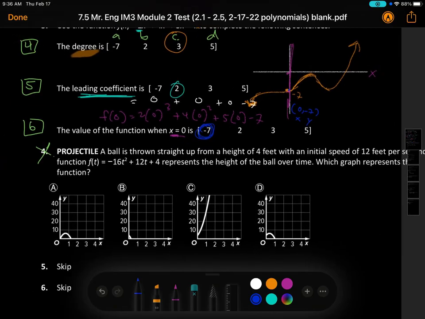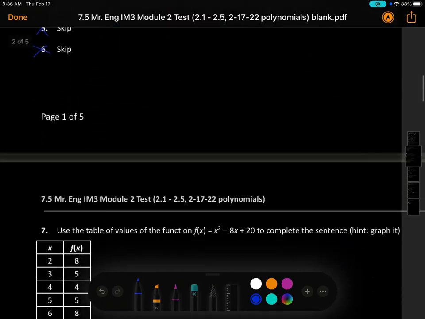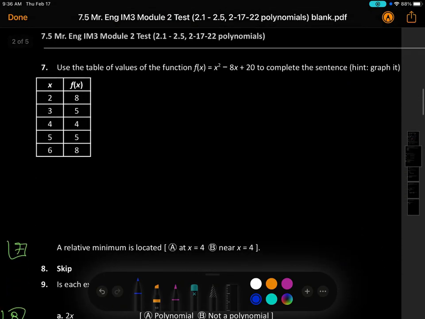Okay, I told you guys skip the projectile, skip 5, skip 6. Number 7, use the table of values of the function f of x equals x squared minus 8x plus 20 to complete the sentence down here. Okay, I gave you a hint, which is to graph it. So let's just go draw a quick graph.